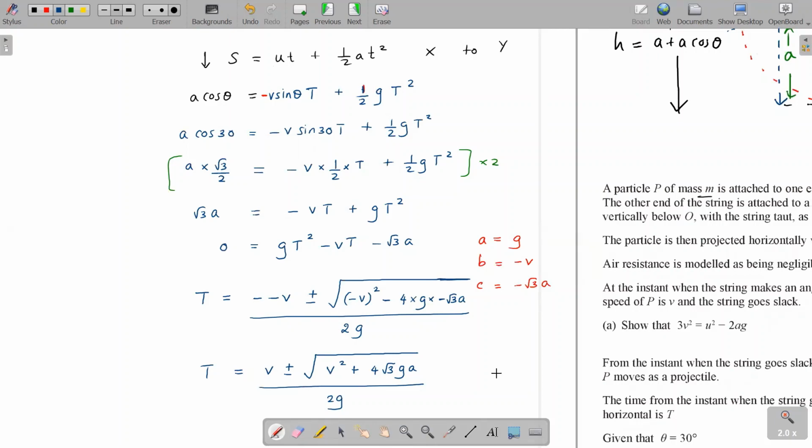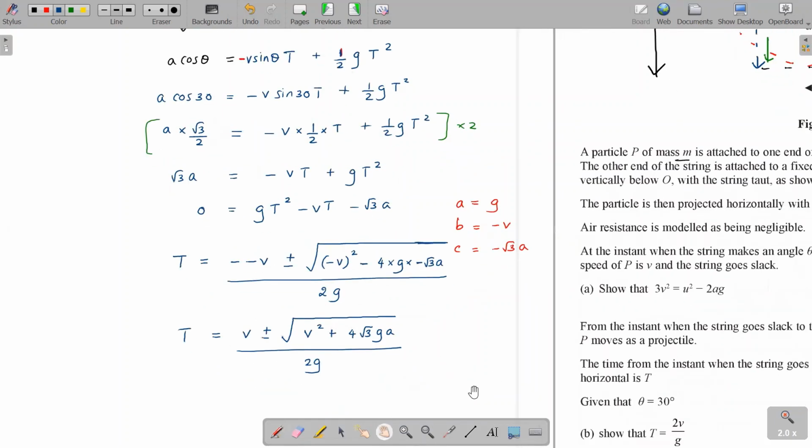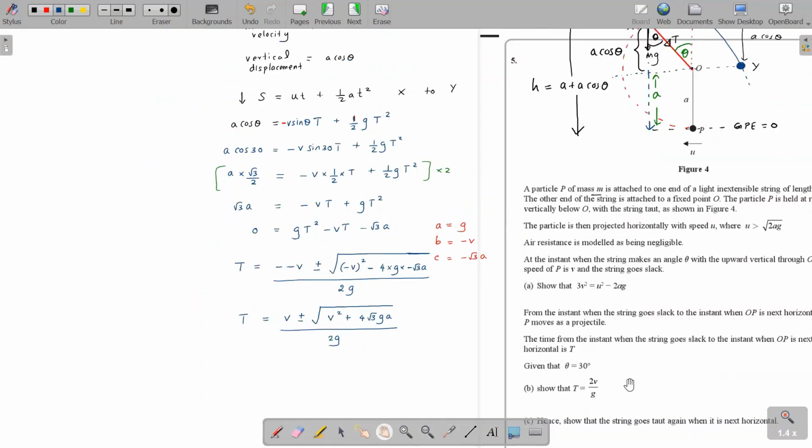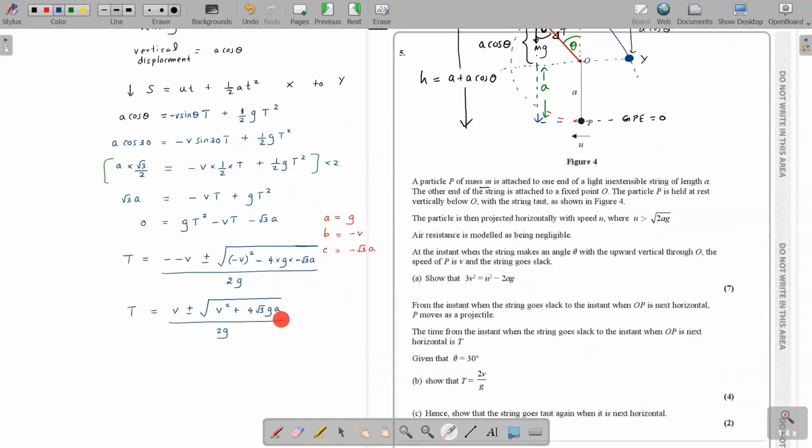Are you with me? Okay, so now, how are we going to get the T value? We have to get our T value in terms of v and g, right? If you look at this, we have to simplify this part. This part inside the root is the biggest issue here, right? So just go through what we did before. The thing is, we do not need this a value. How do we get rid of the a?